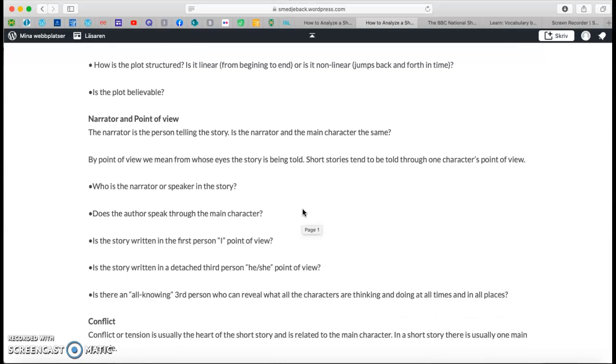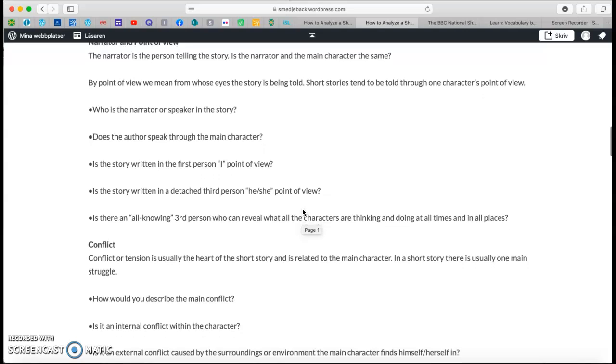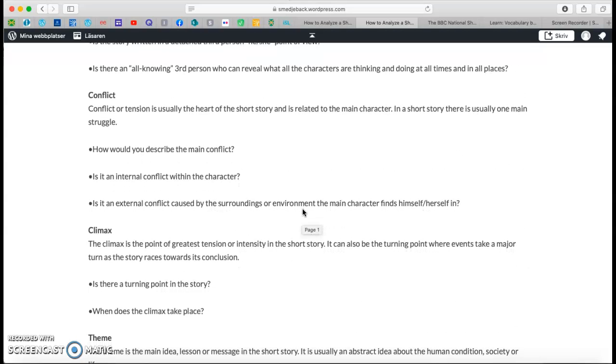The narrator could sometimes be important to say something about, but it's not the most important thing. The conflict is very important, and there is always a conflict in a short story. It could be internal, that is in the person's mind when he or she is trying to decide something, or it could be external, that is like a conflict between two people, or something happens to a person in the short story.